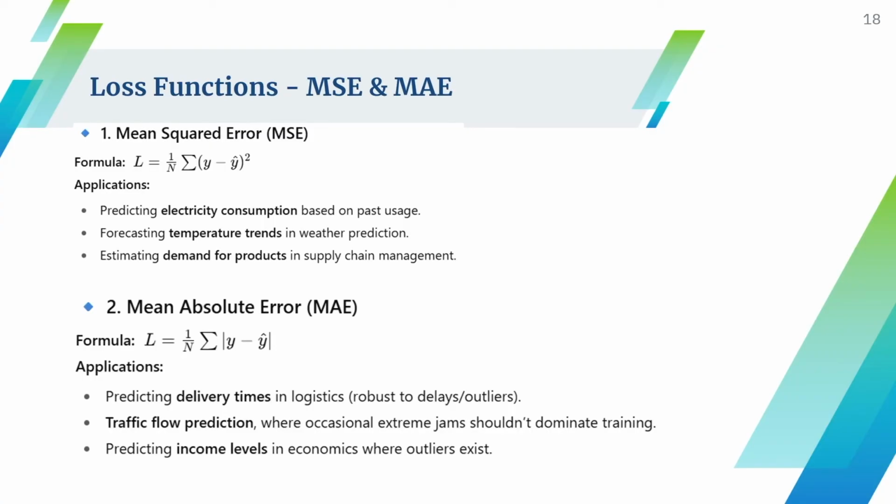how each of these functions can be applied in real-world applications. We have the mathematical equations for all we have seen in our previous slides. Now, we can understand the different real-world applications where these have been used. One is the mean square error, which is applicable when you are doing prediction with respect to electricity consumption based on past information, or you can forecast temperature trends in weather prediction, or even go into supply chain management for estimation of demand.